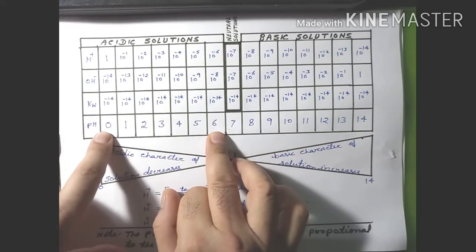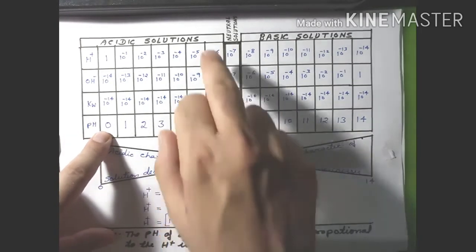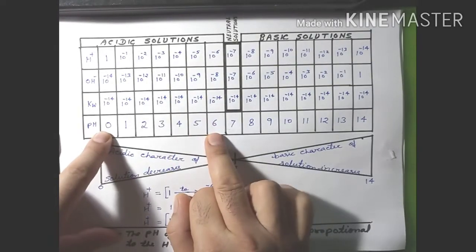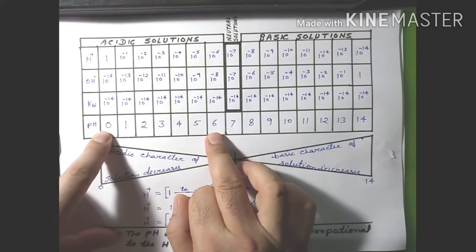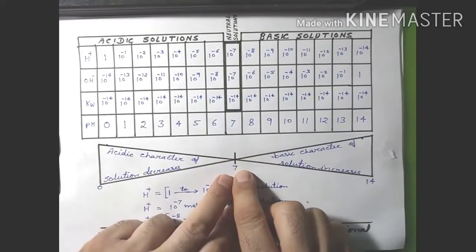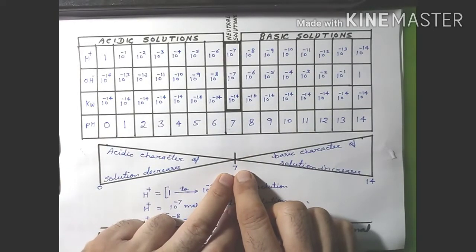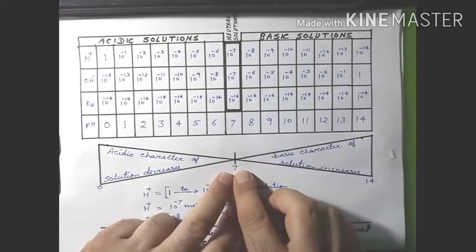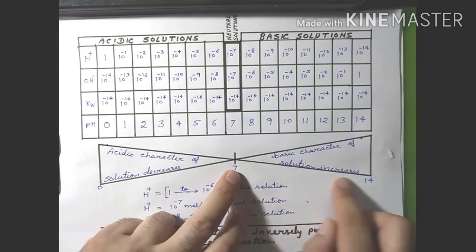So the solution having the pH 0 will be more acidic, and the solution with pH 6 will be less acidic. And exactly at 7, the solutions are neutral. So those solutions which have the pH exactly 7 are the neutral solutions.